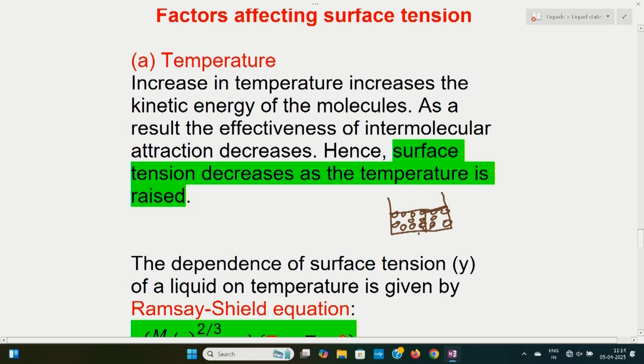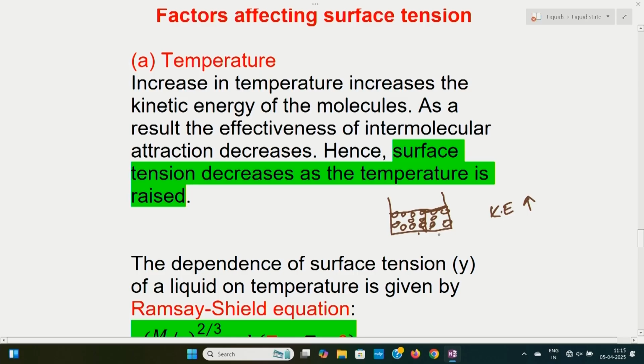Then if we increase the temperature, what will happen? The kinetic energy of the molecules will increase. If the kinetic energy of the molecules increases, it means the intermolecular attraction decreases, because of the speed. If the intermolecular attraction decreases, there won't be that much inward pull towards the interior. Therefore, the surface tension will be decreasing.